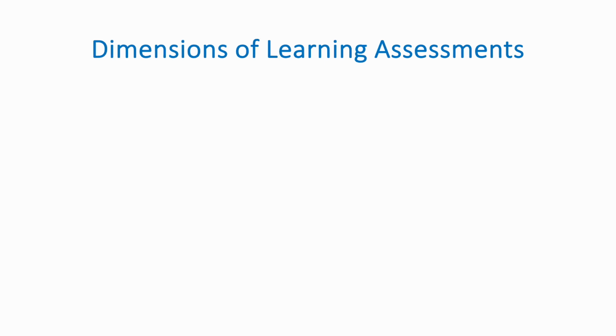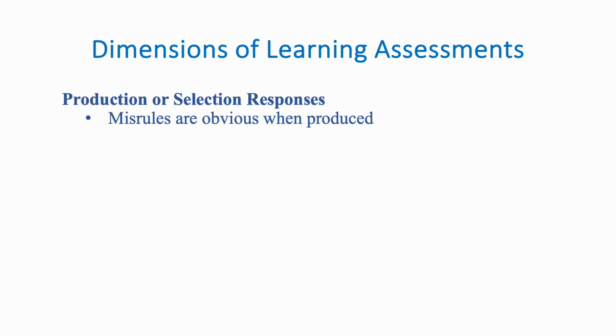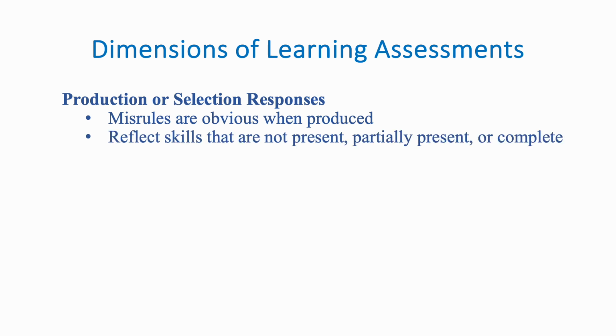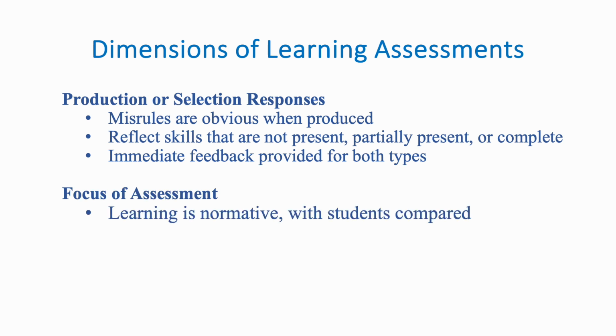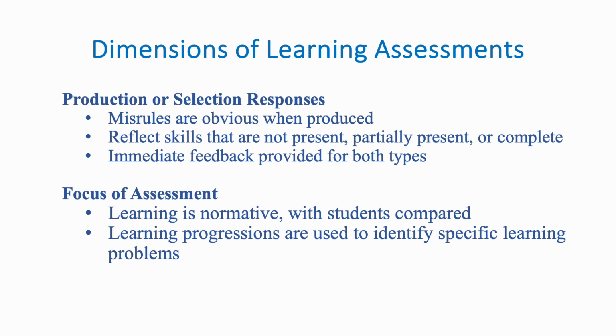There are 2 dimensions of our learning assessments. The first dimension is the use of production and selection responses to identify misrules when produced on a continuum of skill development with immediate feedback provided. The second dimension is the focus of assessment. With most RTI systems, learning is normative, with students compared to each other to identify risk. In our learning progressions, the focus is on identifying specific learning problems.